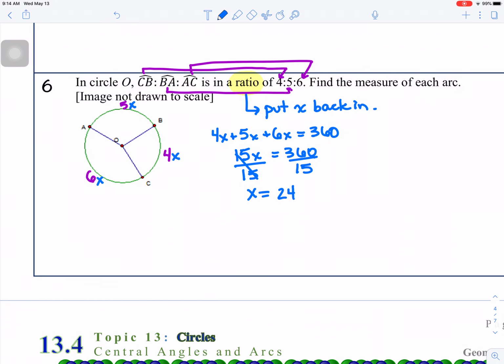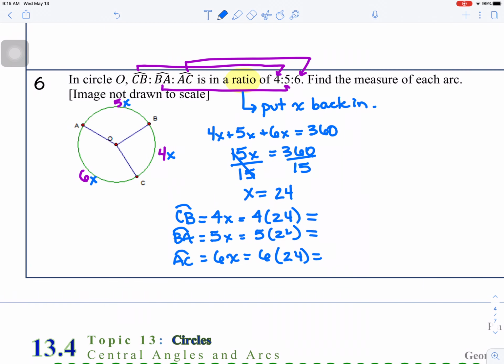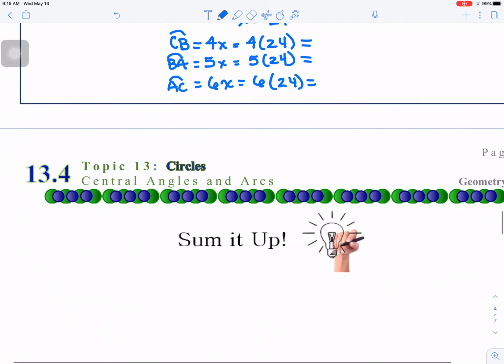Now, you're going to put that back in to the ratio values. So, arc CB is 4x, so it's 4 times 24. Figure that out. And arc BA is 5 times x, which is 5 times 24. Figure that out. And arc AC is 6 times x, which is 6 times 24. Why did I put a 25 there? That's wrong. Caught my own mistake before you did. Okay, so that you will be able to understand.